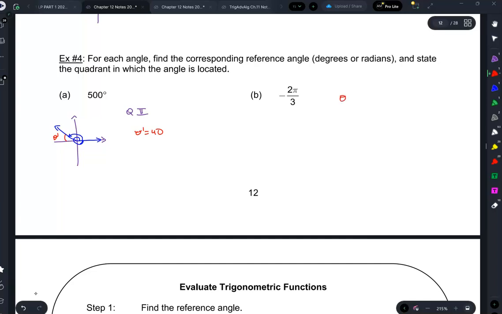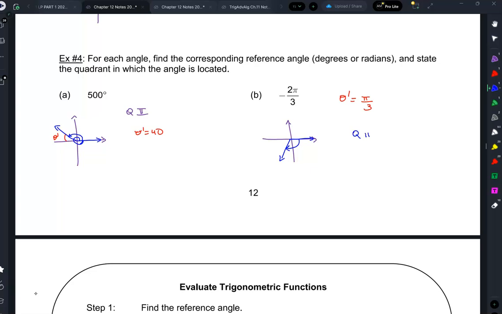Negative 2 pi over 3. See, in this case, the reference angle is so easy. It's pi over 3. But to draw negative 2 pi over 3, okay, so 1 pi over 3, 2 pi over 3, this one. So it's in quadrant 3.